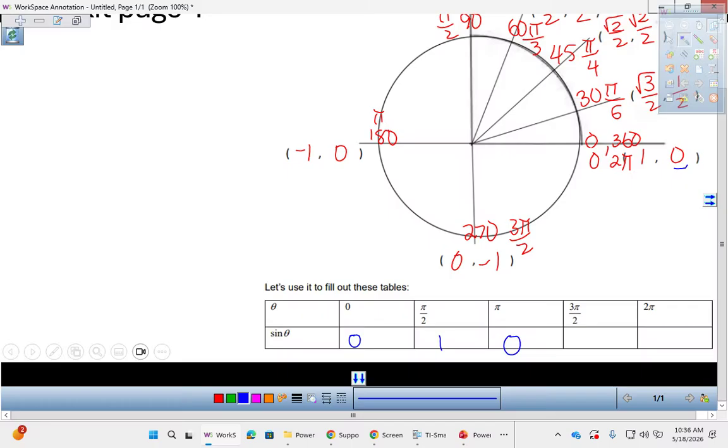All right, going down to the next angle. I'm just going over 90 degrees at a time. So 3 pi over 2 is my next angle, and the sine of that angle is -1. The y value down here is -1, and then 2 pi puts me right back to where I started.